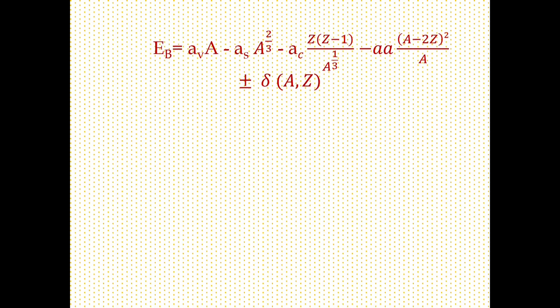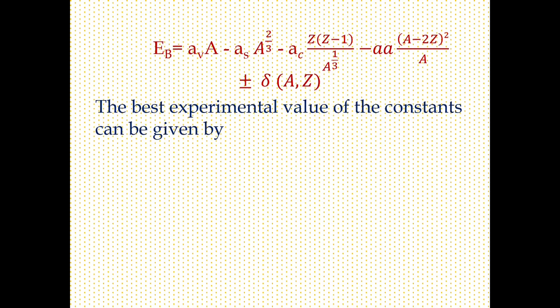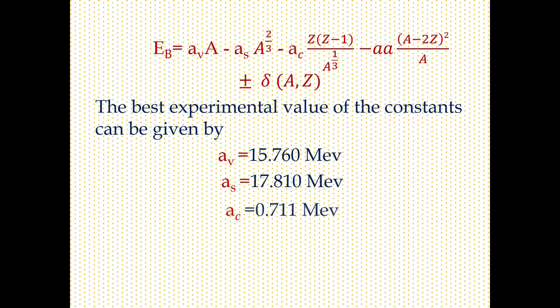The binding energy of the nucleus can then be represented by including all the contributions from the 5 terms as A_V A minus A_S A^(2/3) minus A_C Z(Z−1) by A^(1/3) minus A_A (A−2Z)² by A plus or minus δ(A,Z). The values for the constants A_V, A_S, A_C, A_A, δ can be given by these, which are the best values obtained from various experiments.